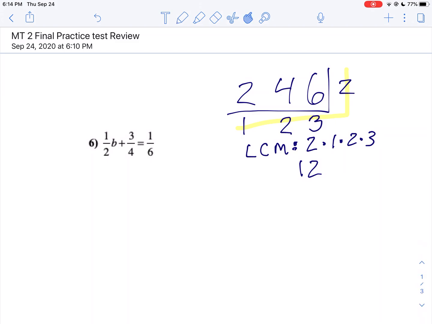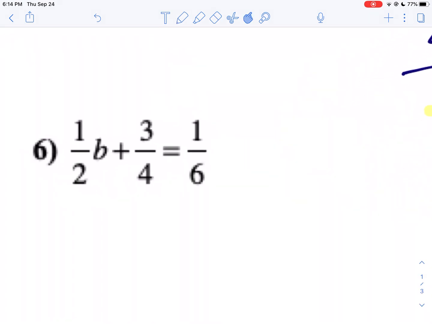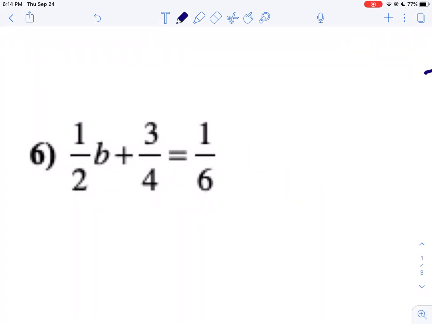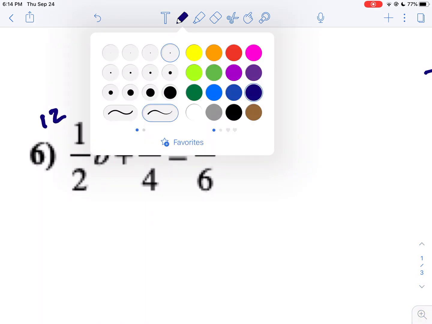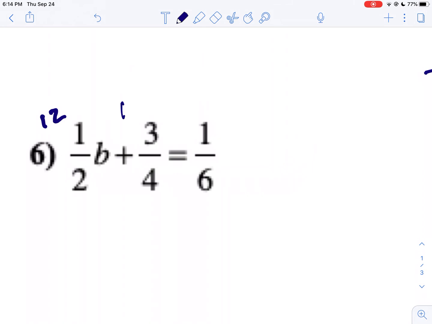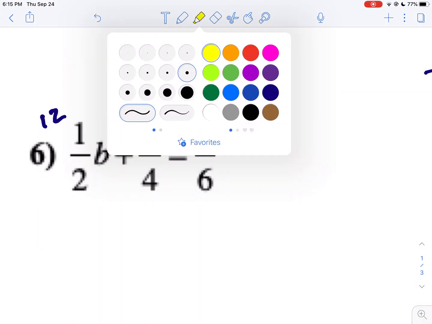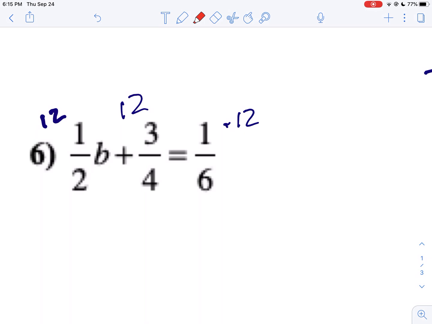So I'm going to go into my problem and multiply each term by 12. And when I say term, I mean each thing that's separated by a plus sign, a minus sign, or an equal sign. Now I'm going to start reducing. I want to reduce first because I don't want to work with fractions. If you multiply 12 by each one, it's right, but you're still going to have these 3 different denominators.